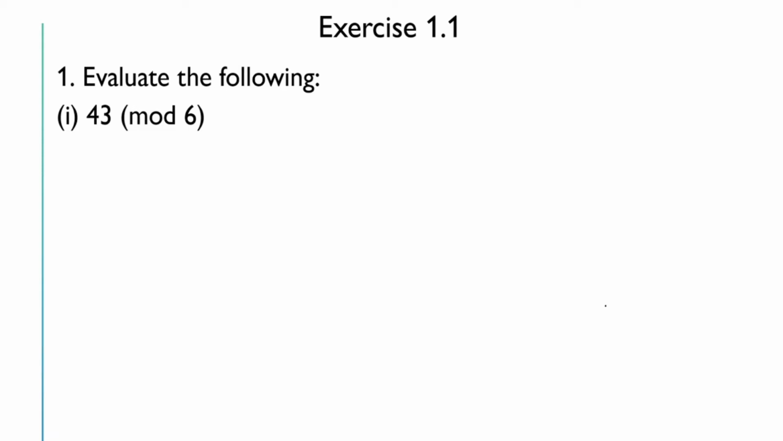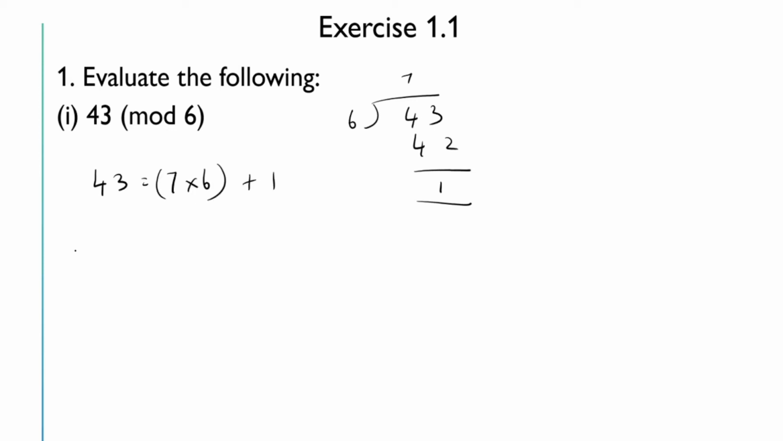The first question is evaluate the following: 43 mod 6. So we have to find the remainder when we divide 43 by 6. So let us divide 43 by 6. We have the remainder as 1. So we can write 43 is equal to 7 into 6 plus 1. So 43 mod 6 is equal to 1.